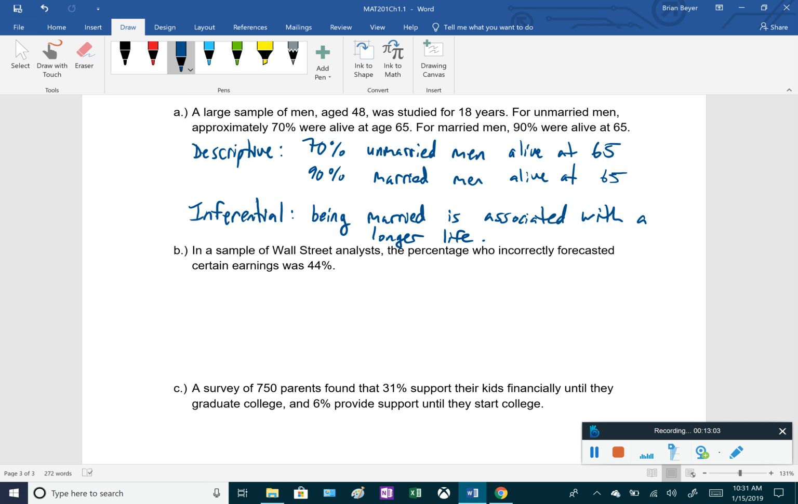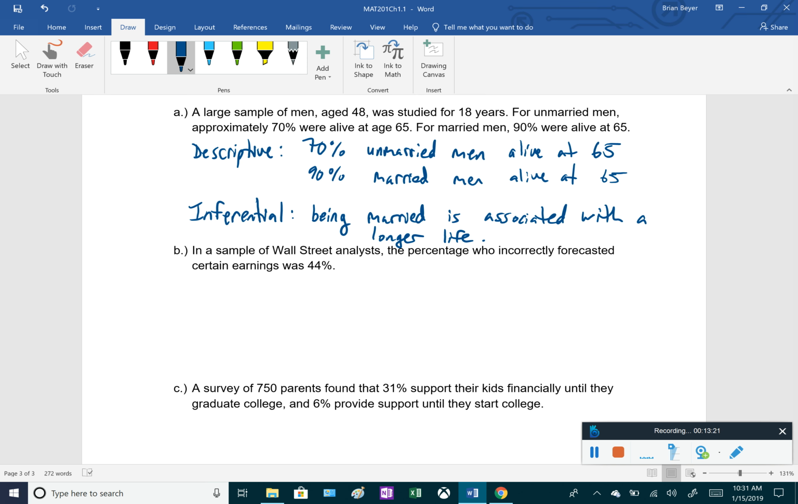Okay, so something that we'll bring up again, I use the word associated. That's pretty important here. It correlates. Just because something correlates doesn't mean one caused the other one. Correlation or association does not imply causation.